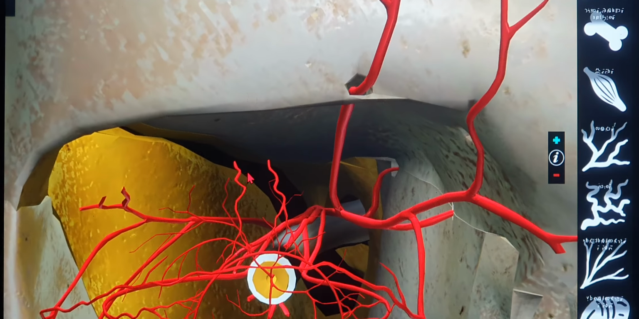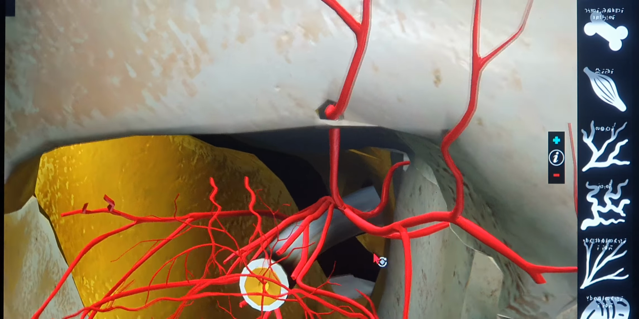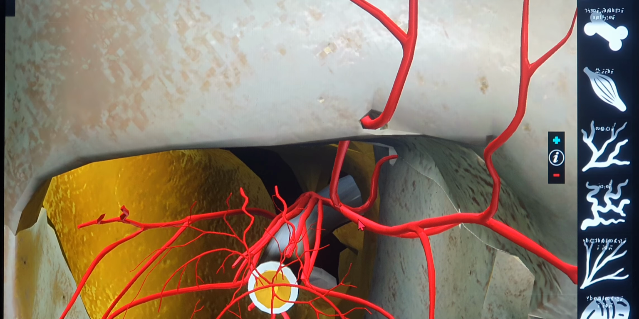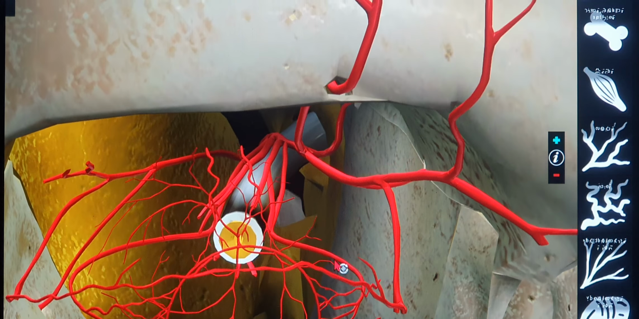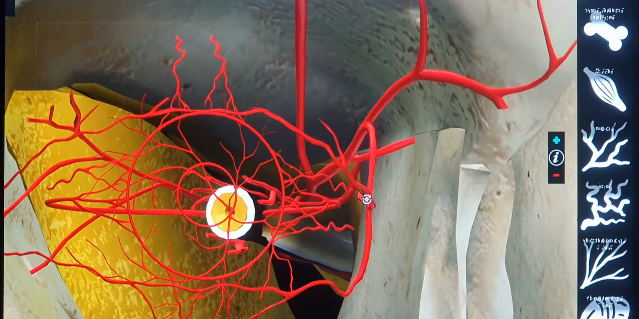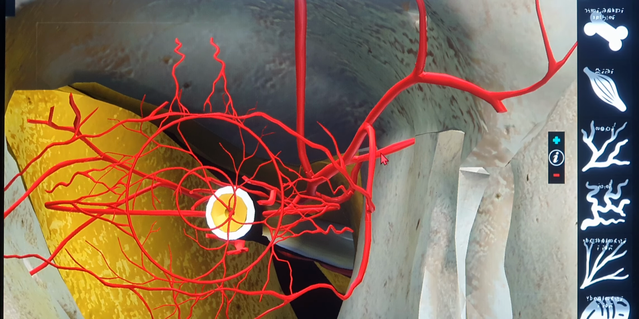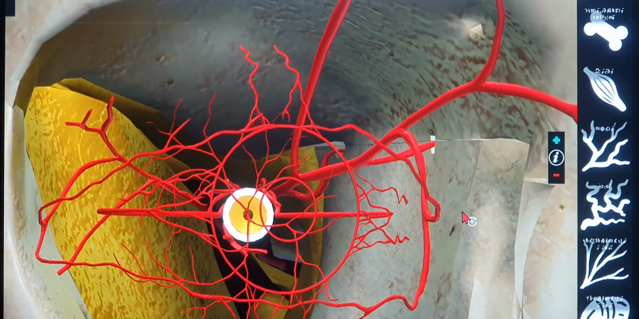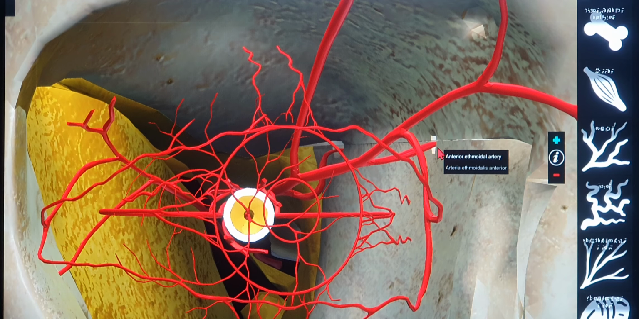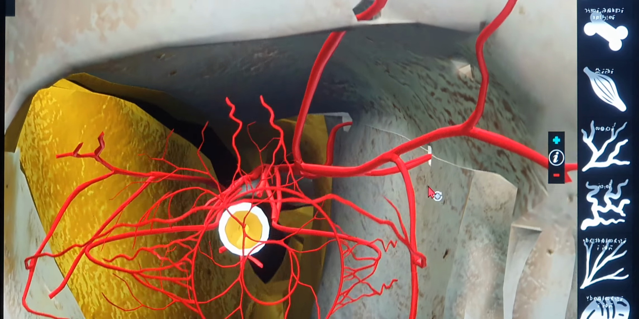So if we move on to the third branch of the ophthalmic artery, as you can see over here, this is the ophthalmic artery still in continuation. And if I rotate this from an inferior aspect, you can see this is the third medial branch, the anterior ethmoidal artery, going out and coursing through the anterior ethmoidal skull base, through the anterior ethmoidal foramen, right? So that's the third medial branch.